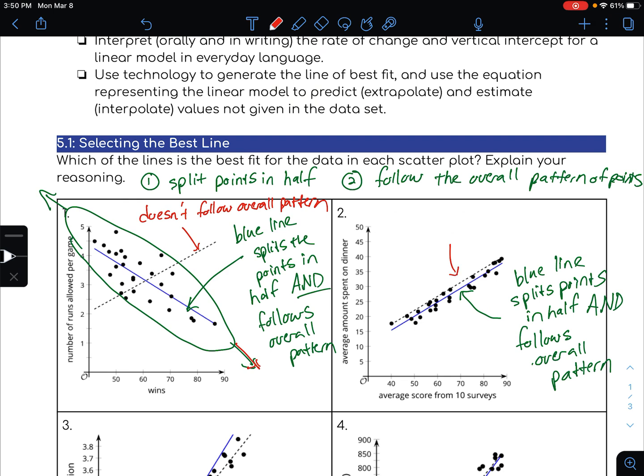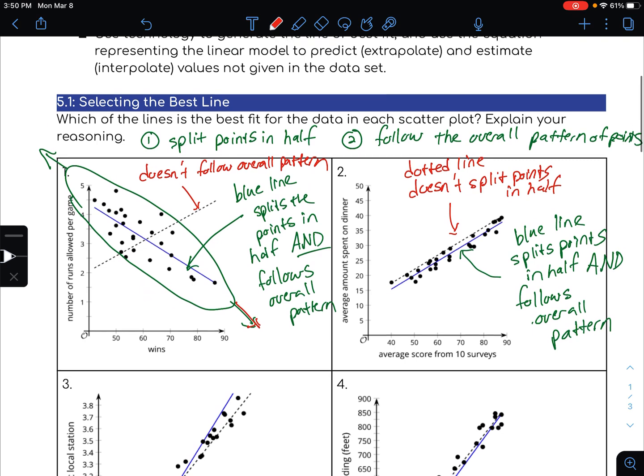Whereas the red line, in this case, does follow the overall pattern. The overall pattern is increasing as you go from left to right, and the line does increase, so that's good. However, it doesn't really split the points in half. Most of the points are below that dotted line. So the dotted line, or dashed line, doesn't split the points in half. It has to be adjusted down just a little bit, like that blue line, and then you get a better split.